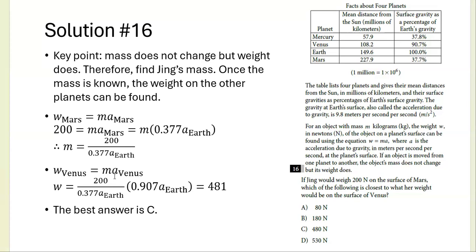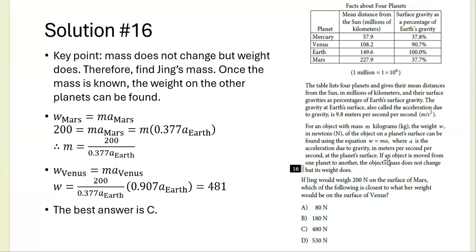The acceleration due to gravity on Venus is 90.7% of the acceleration due to gravity on Earth. So we plug that in, okay? 0.907 A Earth. Notice the A Earths cancel, okay? So you get a numeric value of 481 if I put it in the calculator correctly. Okay, so the best answer is C. That's the closest one.